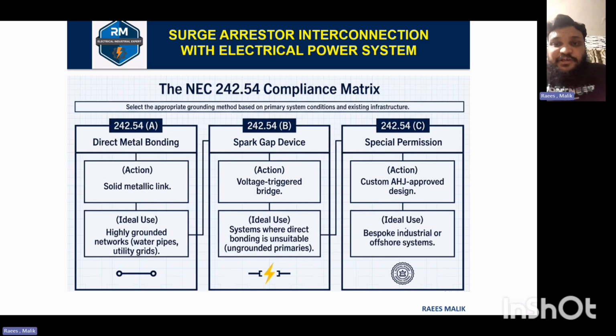Part C is special permission, when both direct metal bonding and spark gap devices, such protection devices and their applications, have failed or cannot be used. Then special permission is required from the authority having jurisdiction, so that it can approve the design specifically for any special application, such as an offshore system or any special oil and gas substation. So it is always a special application and requires AHJ approval.